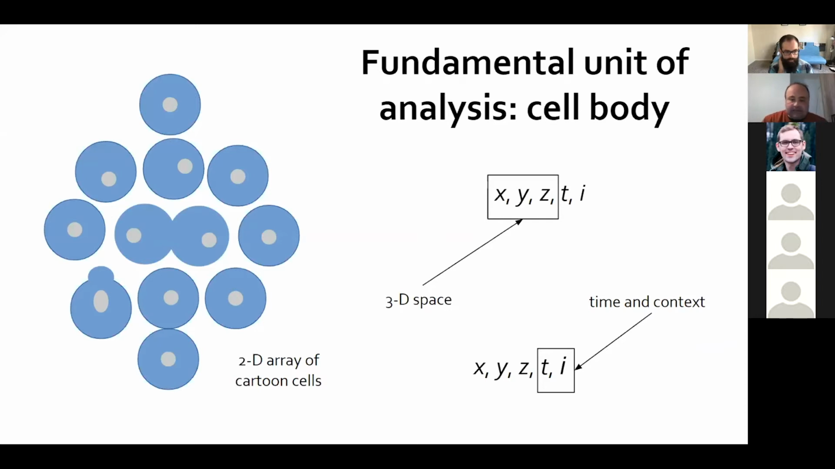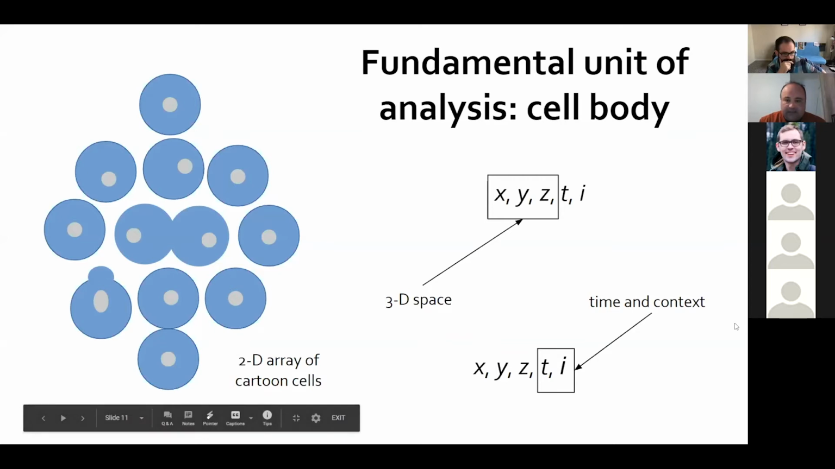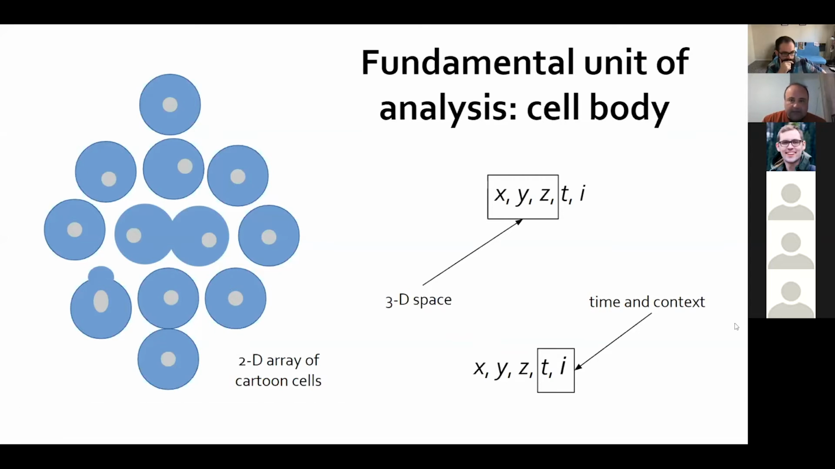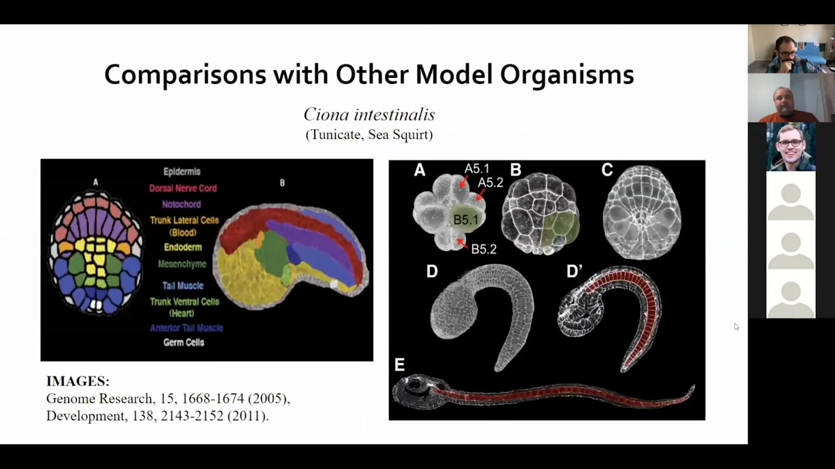And so again, this is a 2-dimensional array of cartoon cells. This shows you the position, and then there's some time and context that we can add as well. So given that, we published a number of papers using this type of approach. One is to compare C. elegans with this sea squirt, this Caenorhabditis intestinalis, which is a single species within this order.